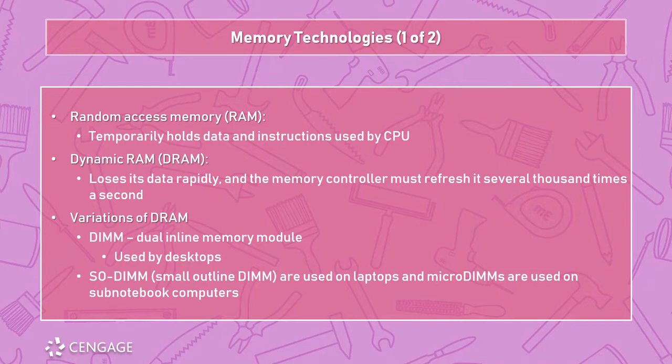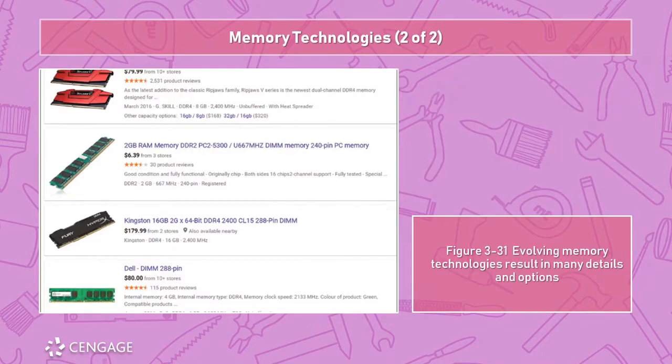There are a couple of variations of DRAM we talk about: dual inline memory module and small dual inline memory module. So SODIMM, or small outline, is what we use for laptops. We may also see what's called a micro DIMM that's used on a sub-notebook computer, but those are becoming a little bit rarer. So here we can see a number of different options, with some different RAM of various capacities. We see some DDR4, DDR2, some 288-pin DDR4 from Dell, some fancier stuff from Kingston, and a couple of things from Ripjaws.